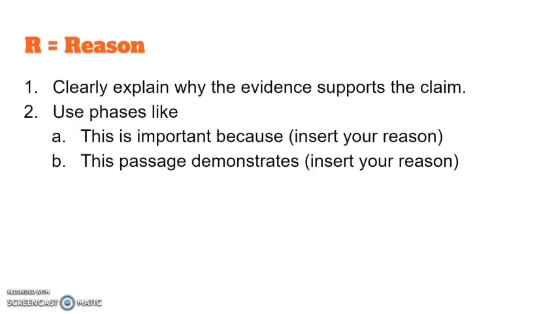There are two major parts to a reason sentence. The first part is clearly explaining why the evidence supports the claim. The other part of a reason sentence is using academic phrases like, "this is important because," and then explaining why your evidence backs up the claim. Or, "this passage demonstrates," and then putting in your reasoning.